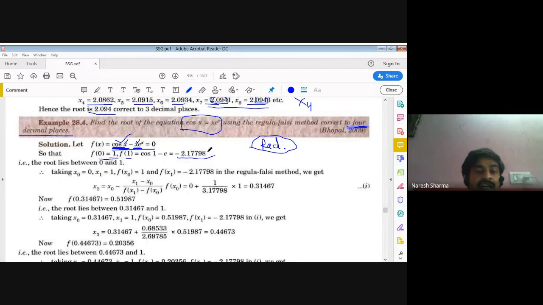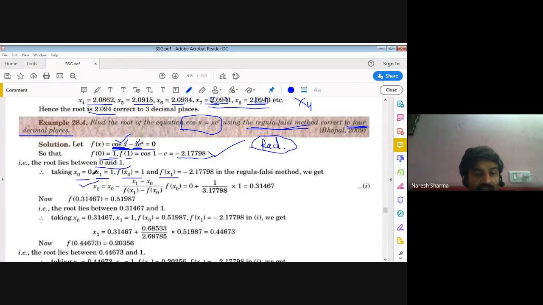After doing that, get the value at 0 and 1. You see here at 0 it is positive, which is 1, and at 1 its value is negative. Your root lies between the points where the function has opposite signs. At 0 it is positive, at 1 it is negative, so the root lies between 0 and 1. So we assume 0 as x naught and 1 as x1, with corresponding function values f(x naught) and f(x1). We have the formula to calculate the root by using the regula falsi method as desired in the statement.